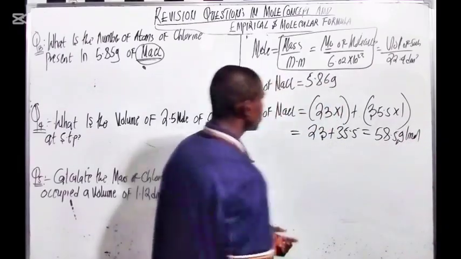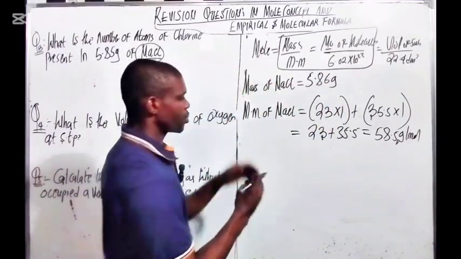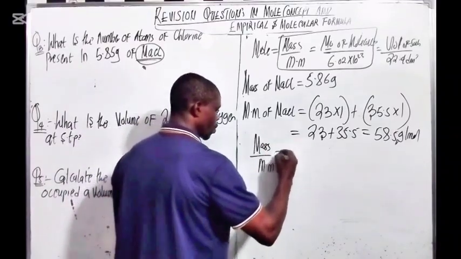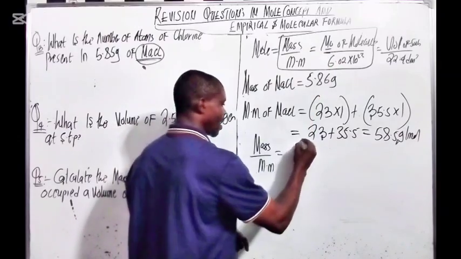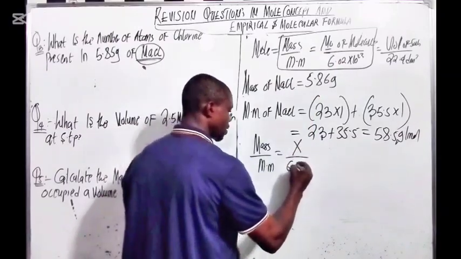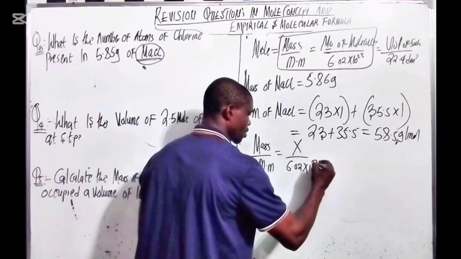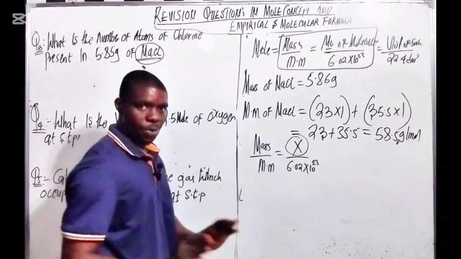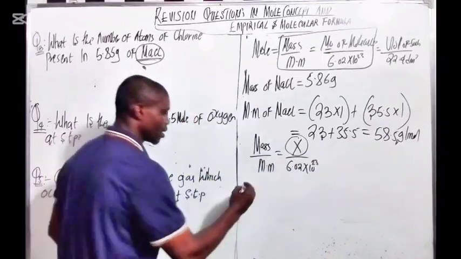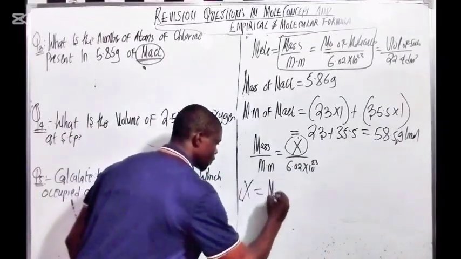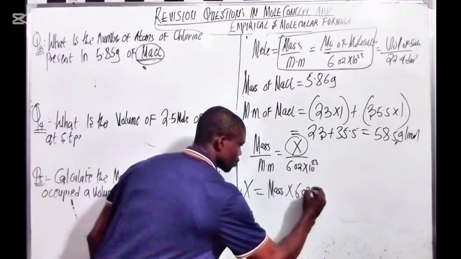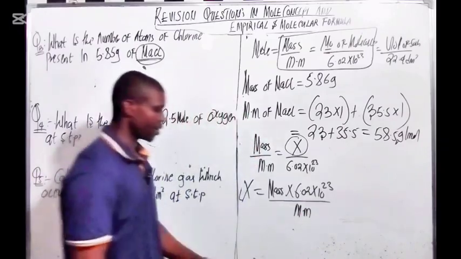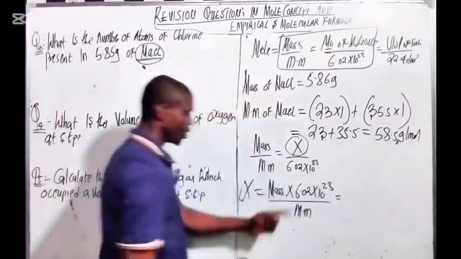Do you see that? So here we have to use mass over molar mass equals the number of molecules, let's say x, over 6.02 exponential 23. So let's solve the formula. Hope you understand. If you solve the formula, x equals mass times 6.02 exponential 23 over molar mass. So you put your values here.